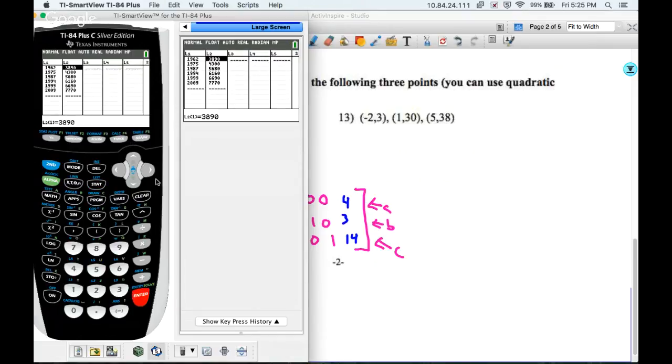Right here, we're editing our stat list. You can see I've got some old data in here. I go up to the top, hit clear to get rid of that data. And all of my lists are cleared. And then I just put the numbers in. X data goes into L1, Y data goes into L2.